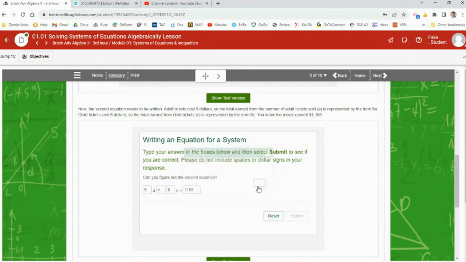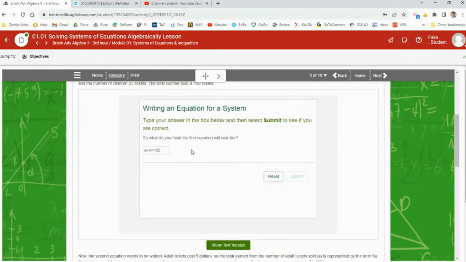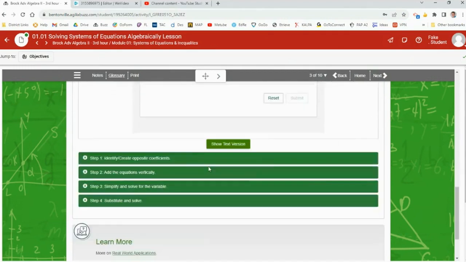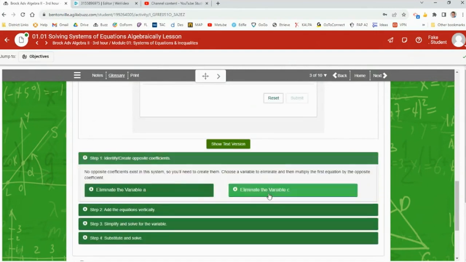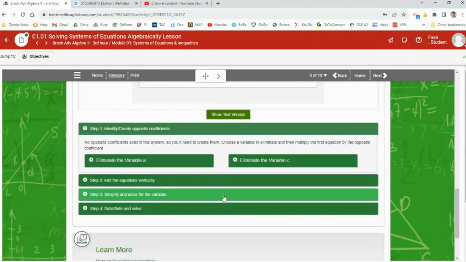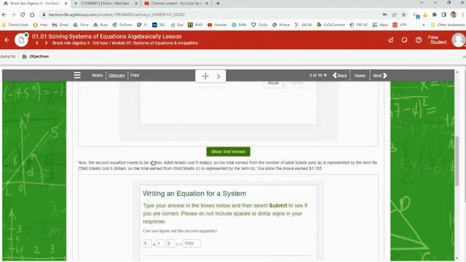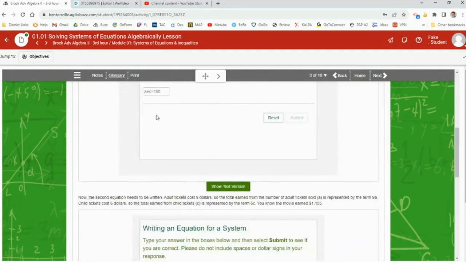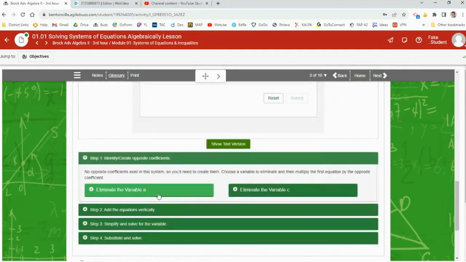Awesome, correct. Those two equations together should tell us the answer. So let's look. Identify opposite coefficients. There are no opposites. They're all positive. We have an A and a 9A, and we have a C and a 6C. So we have a choice. We can either eliminate the A or the C because we need to eliminate one or the other.